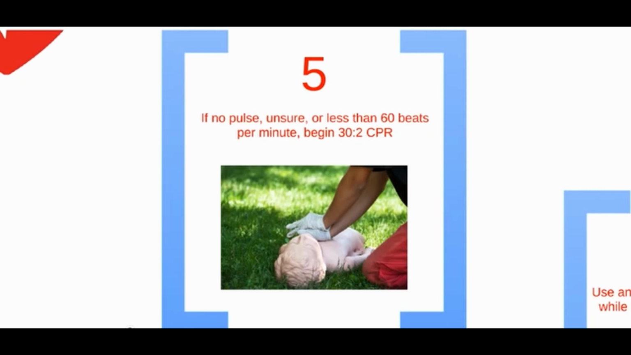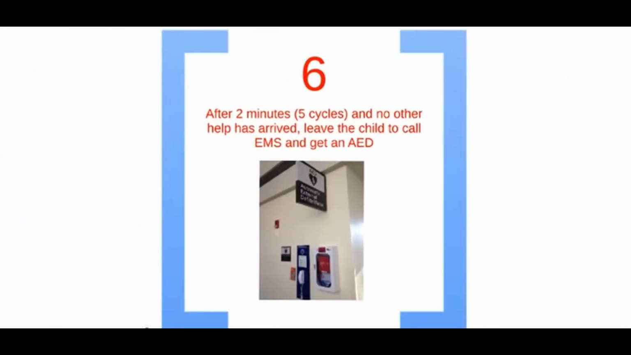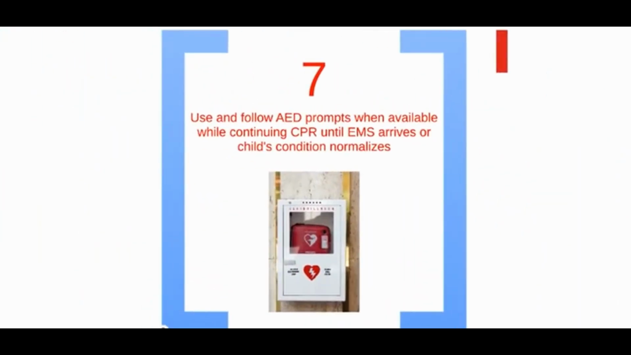Compression depth should be about a third of the chest. So for most children, this is about 2 inches. If after 2 minutes or 5 cycles of CPR, no help has arrived, leave the child to call for EMS and get the AED. Step 7 is to use the AED.